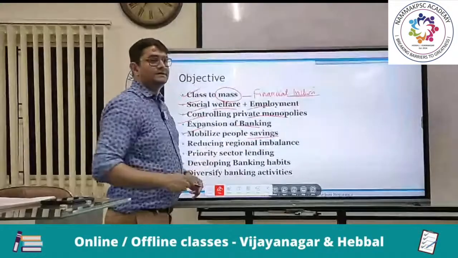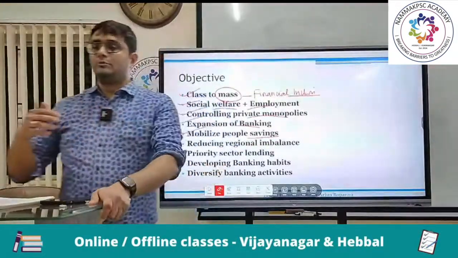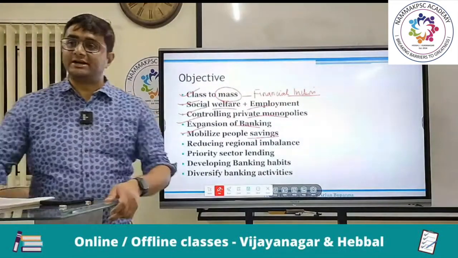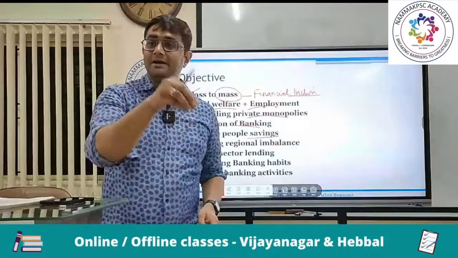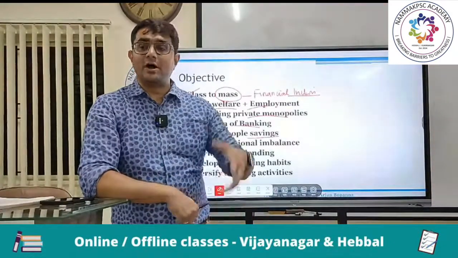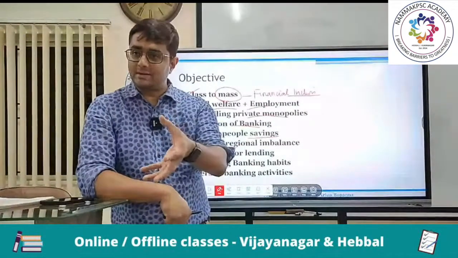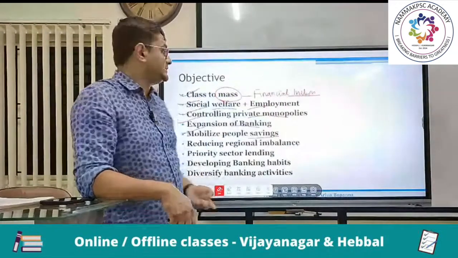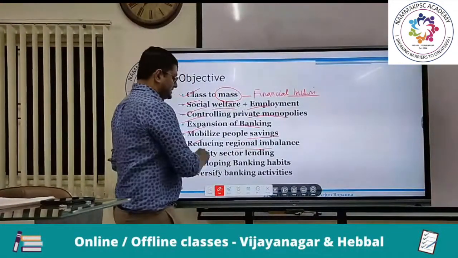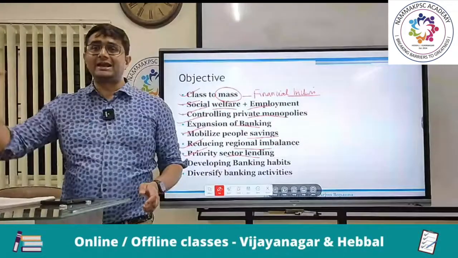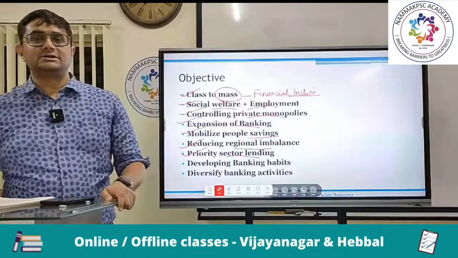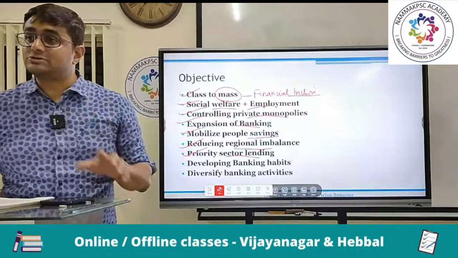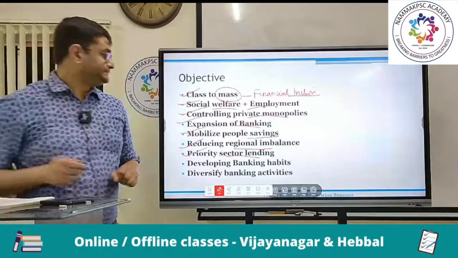Mobilize people's savings. People had more trust in government banks, so they started to deposit their hard-earned money in these banks. The banks were able to mobilize these resources and then invest them. So it led to development. Then reducing regional imbalance through priority sector lending: sectors which were neglected by private banks, like agriculture, small-scale industries, housing, all these sectors also started to get finances.